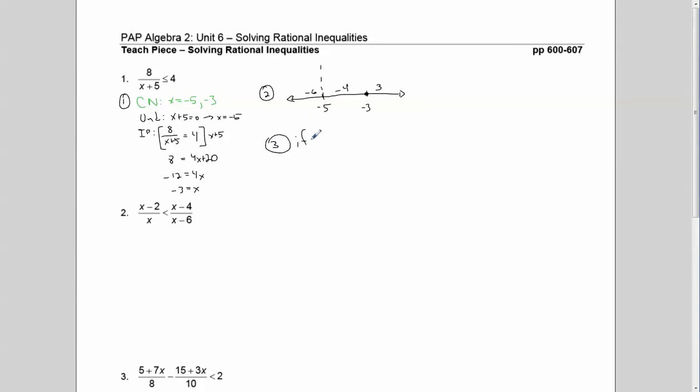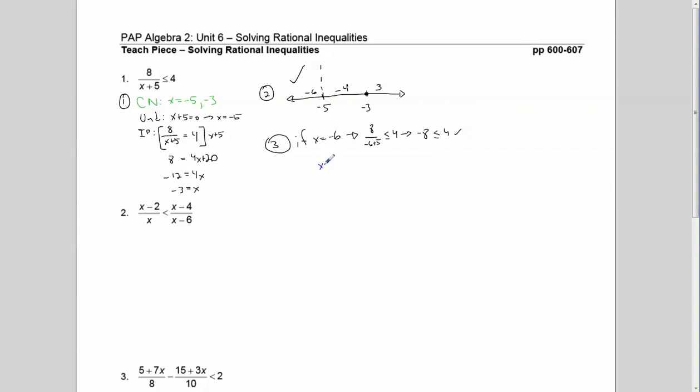So if x equals negative 6, we have 8 divided by negative 6 plus 5 is less than or equal to 4. Negative 6 plus 5 is negative 1. So 8 divided by negative 1 is going to be negative 8. It's less than or equal to 4. This works out. So I'll put a check mark up here.